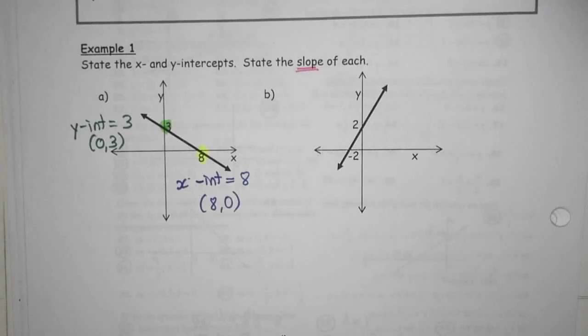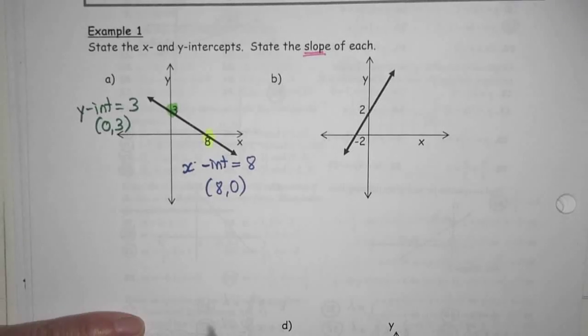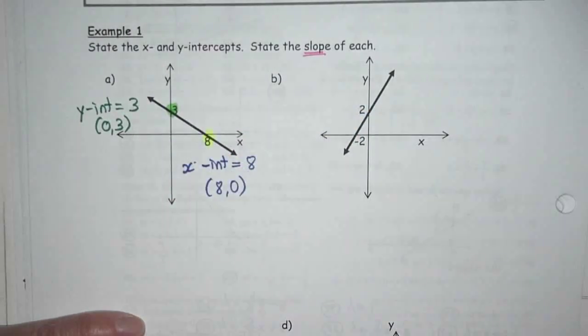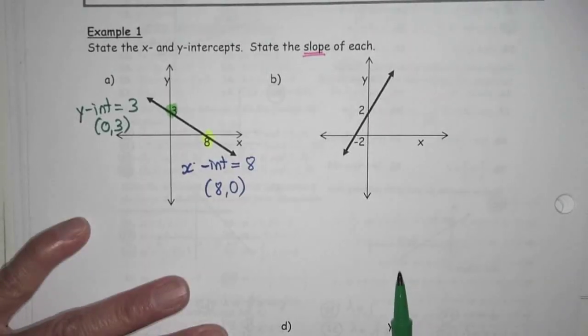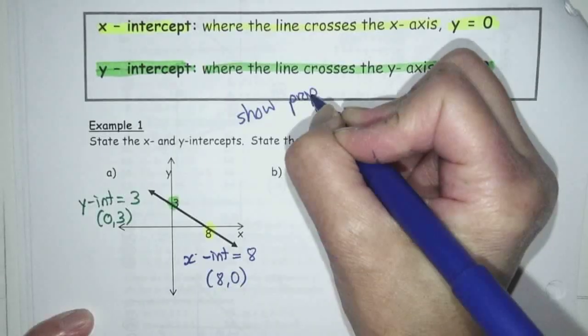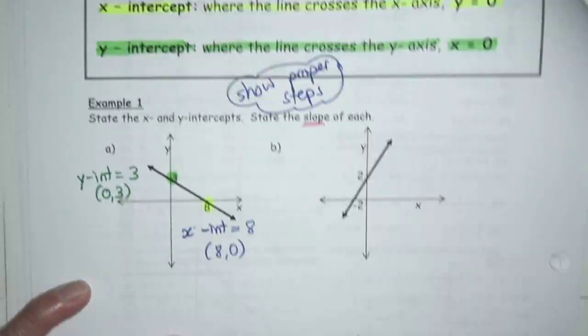So you want to do the rise and the run. You have two different ways of answering this. If you want to do it from the graph, you can tell me the rise and the run, but you have to show your work. Show proper steps. Just calculating it doesn't work.